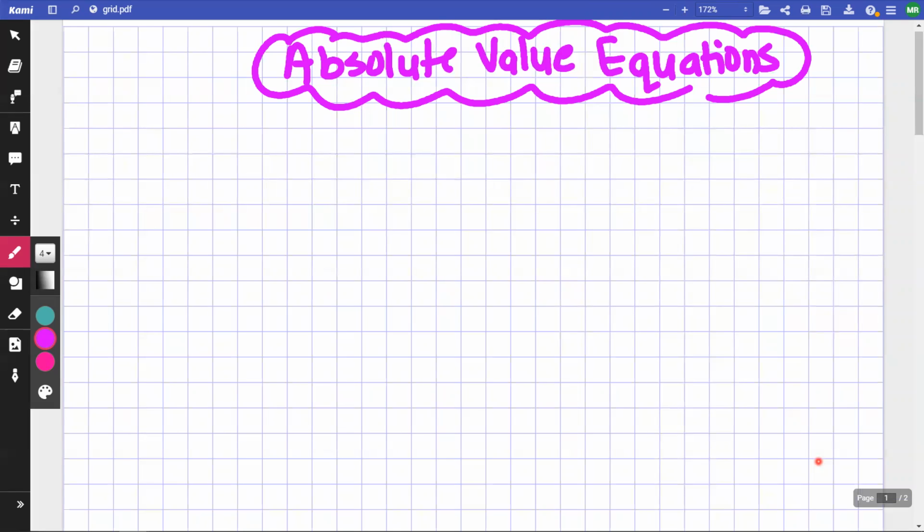Now, the first thing with absolute value is that we understand what the definition of absolute value is. So absolute value is the positive distance that a number is from zero.